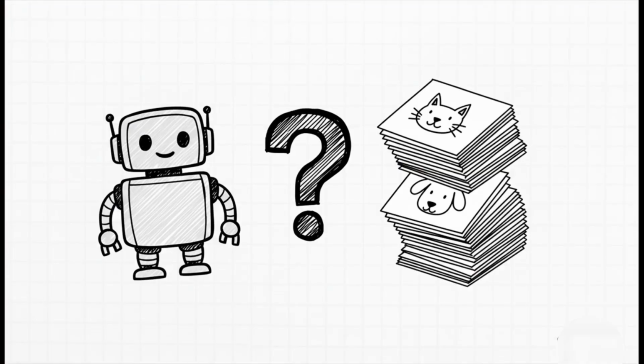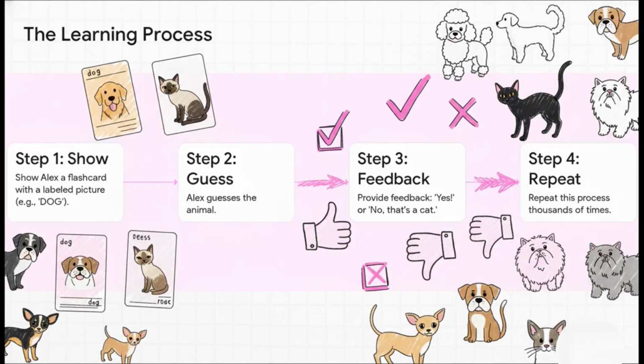Okay, so let's invent a character for our machine. We'll call him Alex. Our mission is to teach Alex a very simple task, to tell the difference between a dog and a cat. Now, here's the crucial part. With machine learning, we don't give Alex a rule book. Instead, we give it examples, a giant digital stack of flashcards. The process is really straightforward but incredibly powerful. We show Alex a picture of a golden retriever and tell it, this is a dog. Then a picture of a Siamese cat, and we say, this is a cat. And we just keep doing this, over and over and over again. Thousands, sometimes millions of times, with every kind of dog and cat you can possibly imagine.